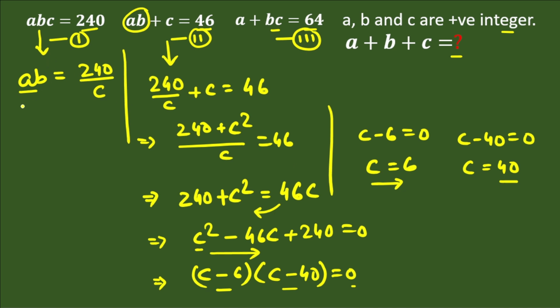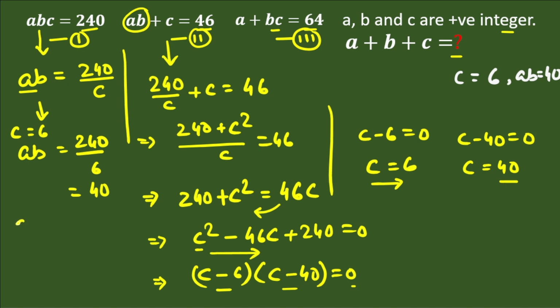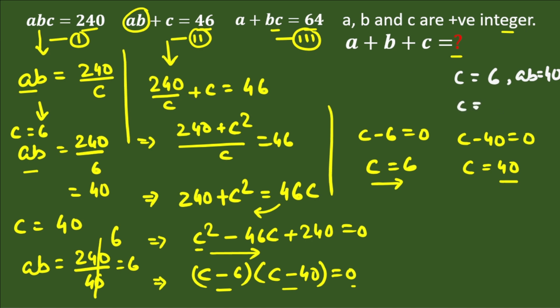Now we'll put the value of C in equation 1. When we put C equal to 6, the value of AB will be 240 divided by 6, then the value of AB will be 40. Now for the second case, if C is 40, then the value of AB will be 240 divided by 40, so the value of this term will be 6. So if the value of C is 40, then the value of AB we have calculated is 6.